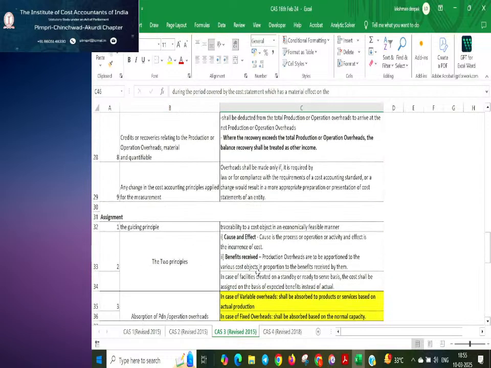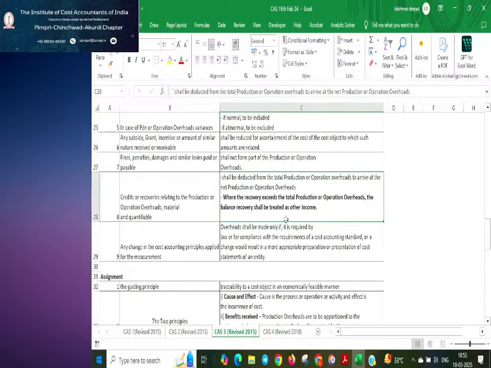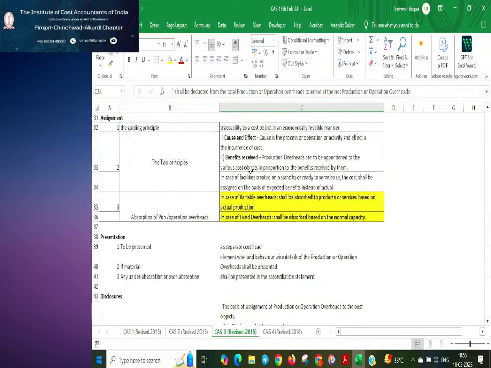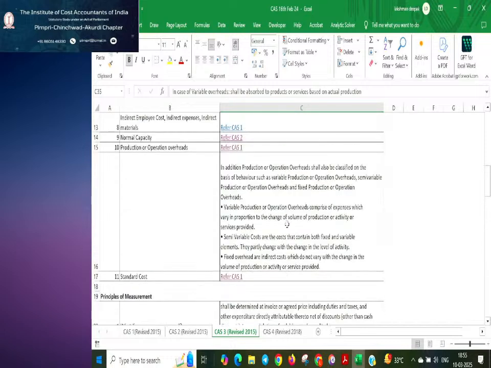But the main thing is, what if credit recoveries are more than the production or operation overheads, how you got to treat it? What are the two guiding principles? In case of variable overheads, how does it need to be absorbed? It should be absorbed on the basis of actual production. And in case of fixed overheads, it shall be absorbed based on the normal capacity. These are the guiding factors. Got it? Any doubts?